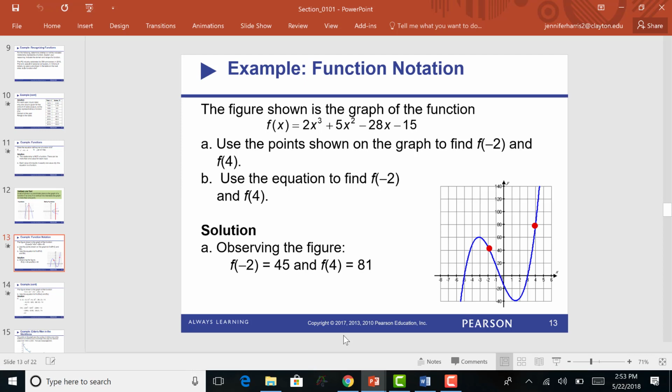Okay, question. All right, so we plugged in a 4. What does it want us to go back and do for the second part? Plug in f of -2. And we do the exact same thing and we're going to get the answer 45. Question?